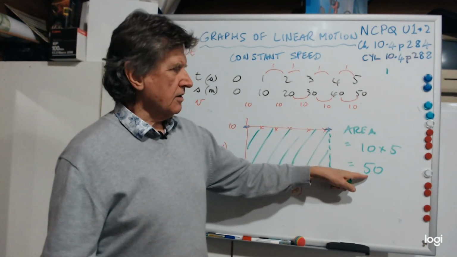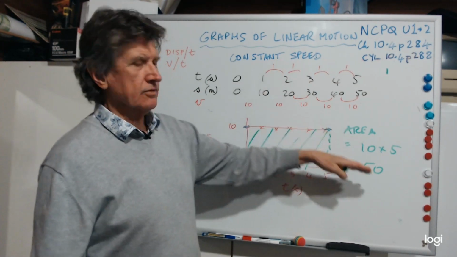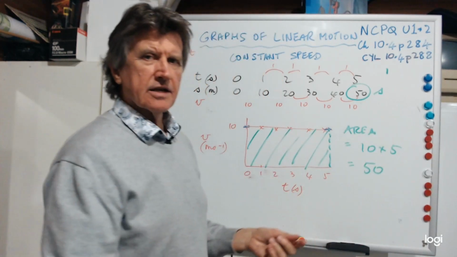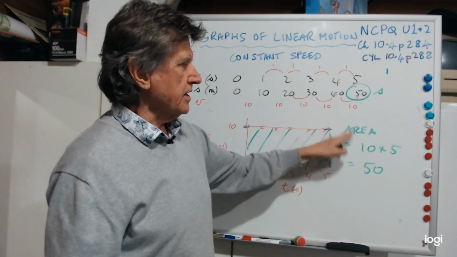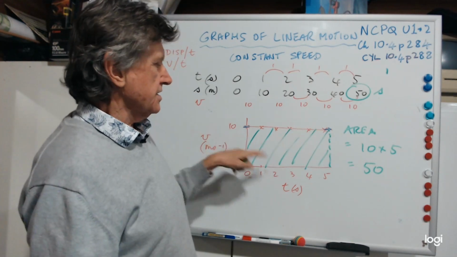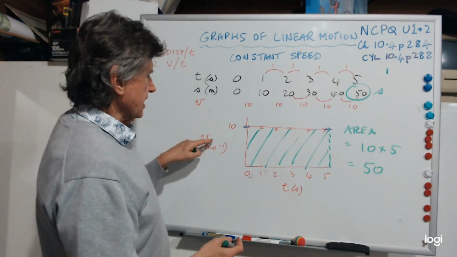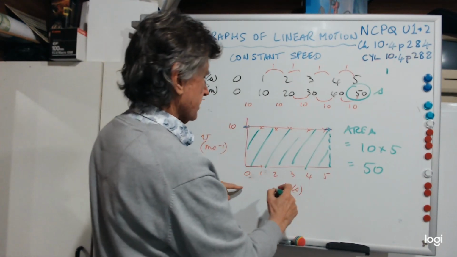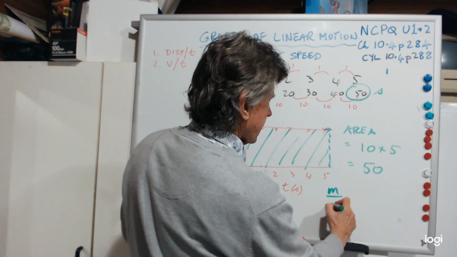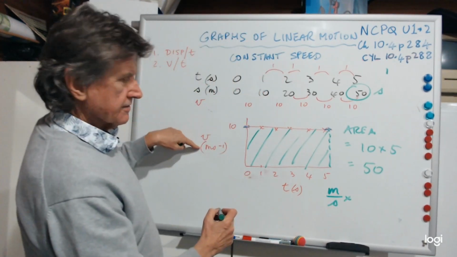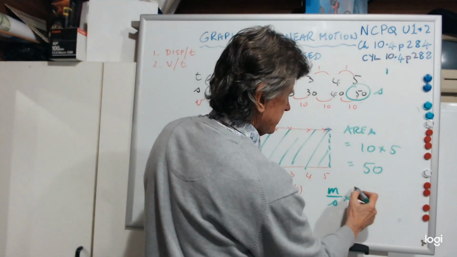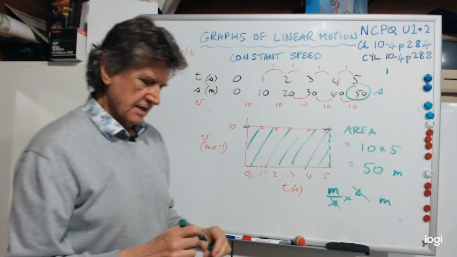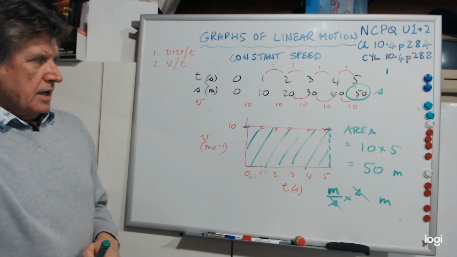What did we know about that motion that was 50? We knew that the displacement at the end of the journey was 50. So it could be that this area under a VT graph is displacement. Now if you think about it, area is length by breadth. So if you multiply meters per second times seconds, they cancel out and you're left with meters. So the unit for that is meters.